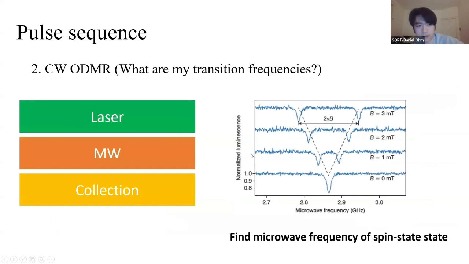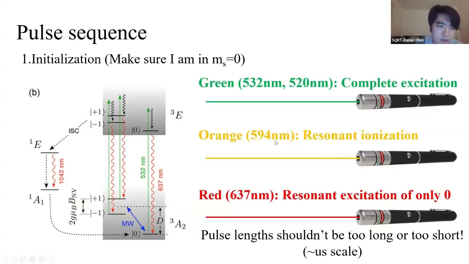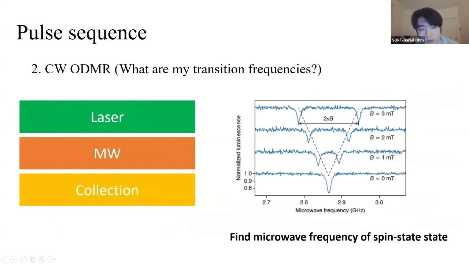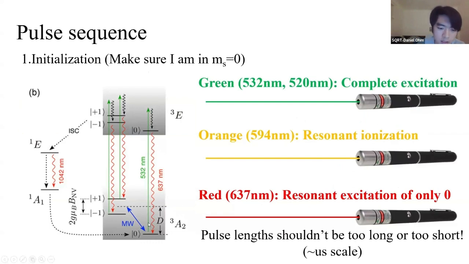So for the next pulse sequence, another common pulse sequence is what's called continuous wave ODMR, which is basically asking, what are my transition frequencies? So when I explained the ISC earlier in this slide, when it was in this spin +1 or -1, it did what's called the intersystem crossing, which I mentioned didn't actually emit any light. But for the 0 state, it always emits light. So what would be brighter? The intersystem crossing state, right?